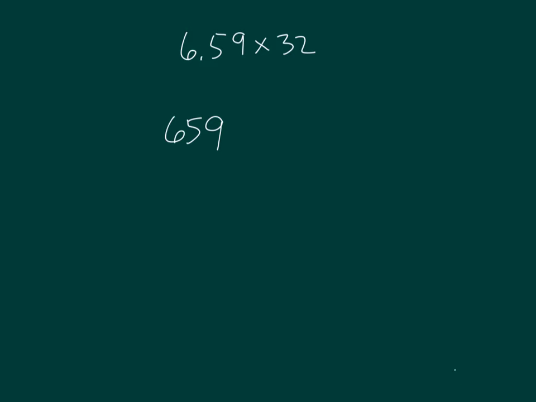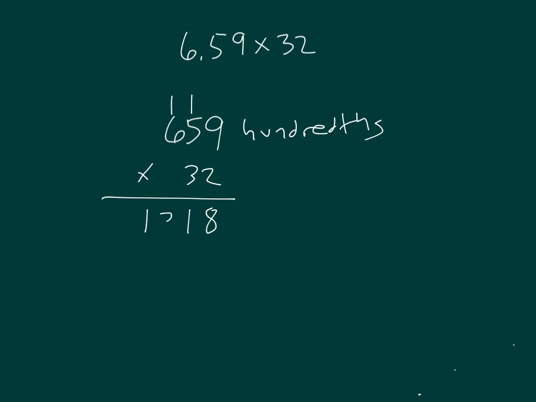Remember that it's 659 hundredths. That's what we're working with. Times 32. So we've written it back out with whole numbers. 2 times 9 is 18. 8. Regroup a 1. 2 times 5 is 10. Plus 1 is 11. 1. Regroup a 1. 2 times 6 is 12. Plus 1 is 13. Cross out our regroups. Place a 0. 3 times 9 is 27. 7. Regroup a 2. 3 times 5 is 15. Plus 2 is 17. 7. Regroup a 1. 3 times 6 is 18.